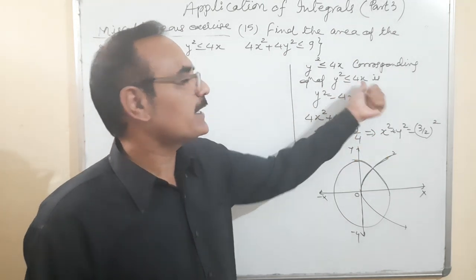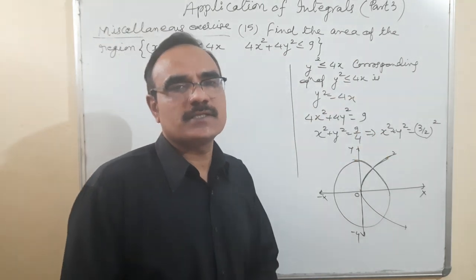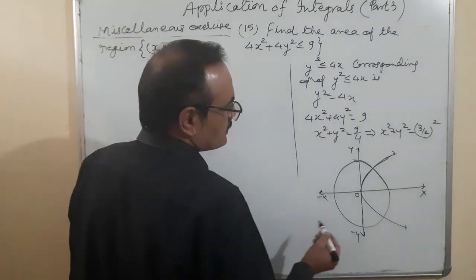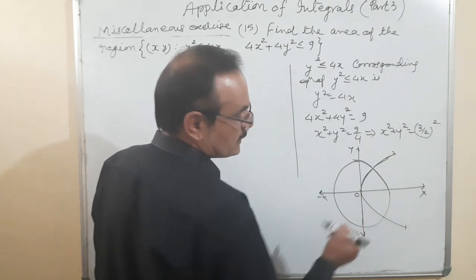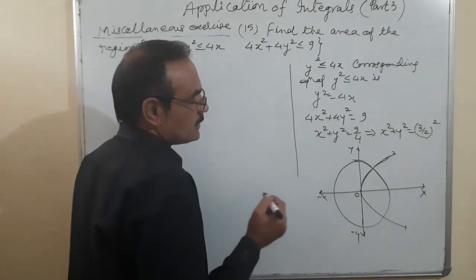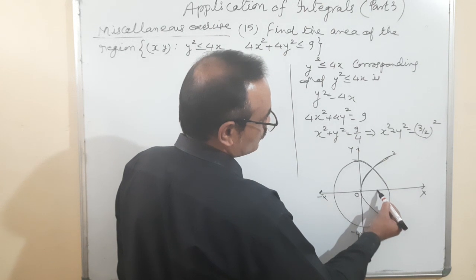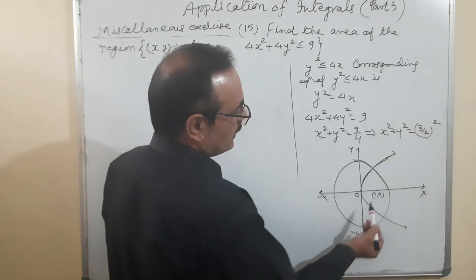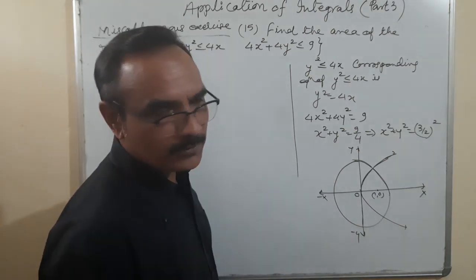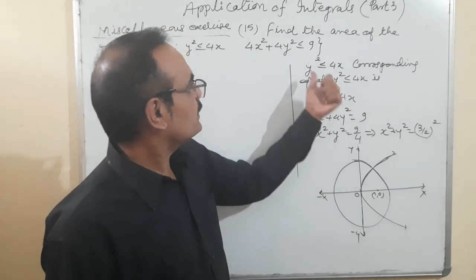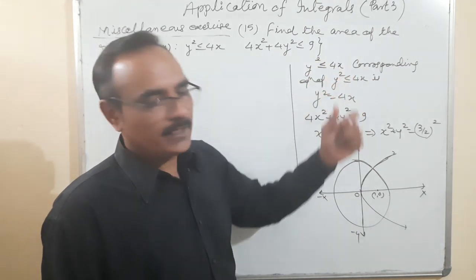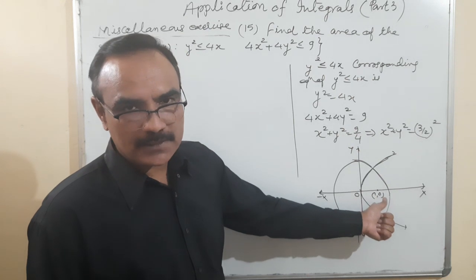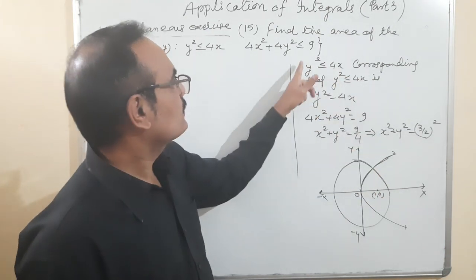Y square is less or equal to 4x. That means the feasible region of y square less or equal to 4x is what? So this is the diagram of the parabola. Suppose I want to check whether it is, suppose this is 1 comma 0. What is it? It is 1 comma 0. X is equal to 1 and y is equal to 0. So in this inequality, if I put 1 comma 0, x is 1, y is 0, then let us see what happens.